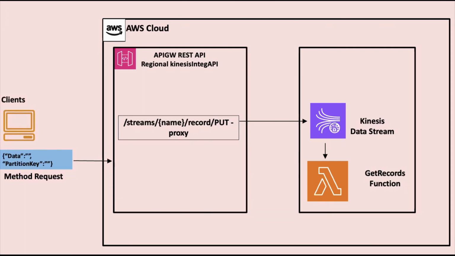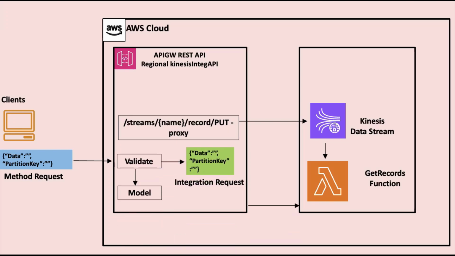When the client sends an input JSON object, for example, a data object, a partition key, and also a stream name, this request goes to the API gateway, and here we also configure a model. The model will configure a schema which validates whether the input object conforms to this particular model. If it is not, the request will be rejected. This is just to ensure that only valid requests are going to the backend.